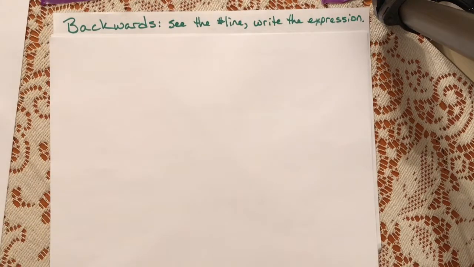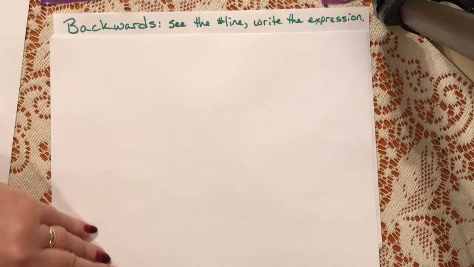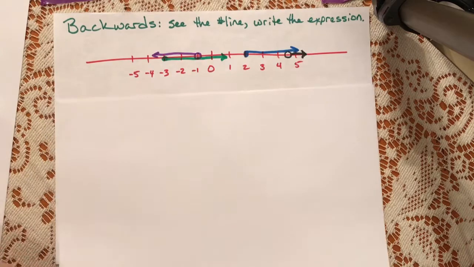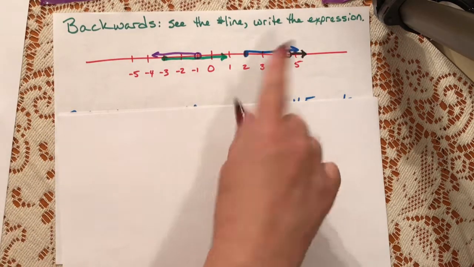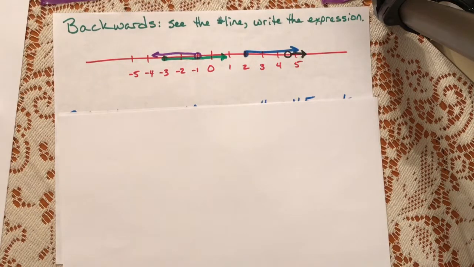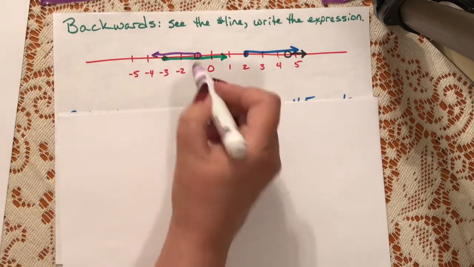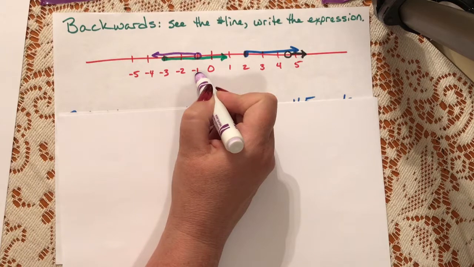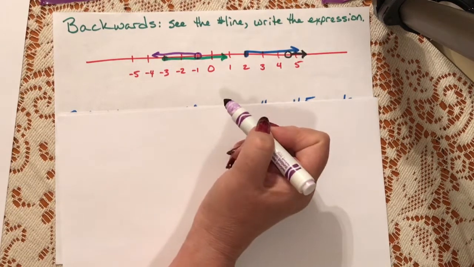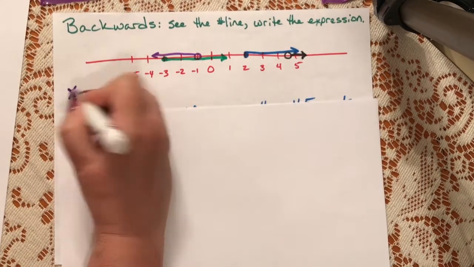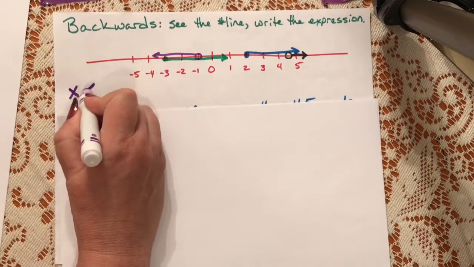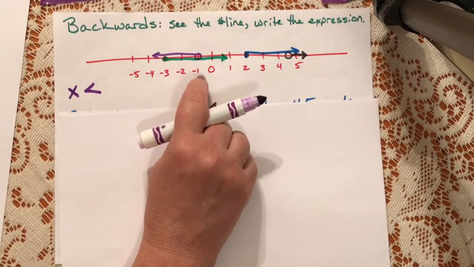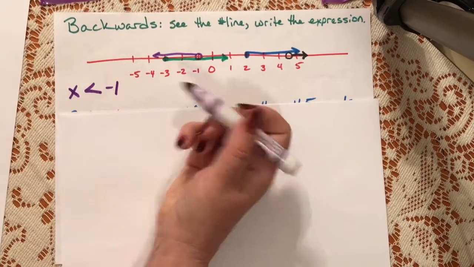The next thing they ask is, can you do it backwards? Can you see the number line and write the expression? So here we're given a number line with 4 different things that we're looking at. So the purple one has an open circle at the -1 and an arrow going smaller. So our x for the purple, x is going to be smaller than this, but not equal to -1.